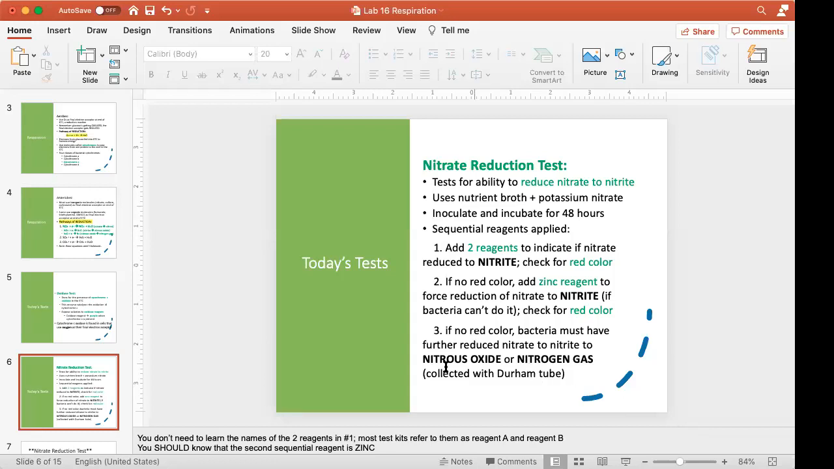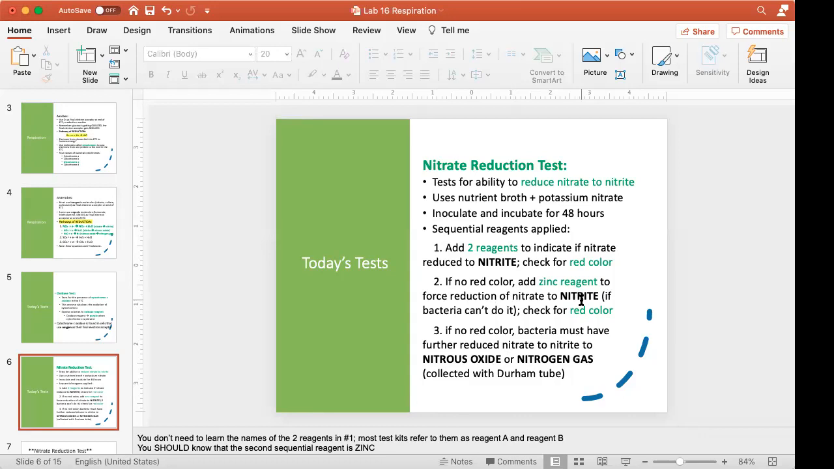If you get no red color after you add those first 2 reagents, you're going to add a 3rd reagent. And this one is a very interesting one. You're going to add in zinc, essentially powdered zinc. What zinc can do is reduce nitrate to nitrite.